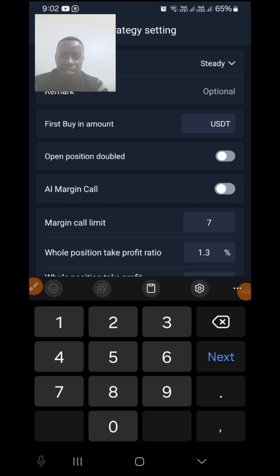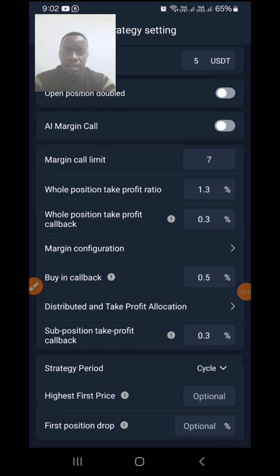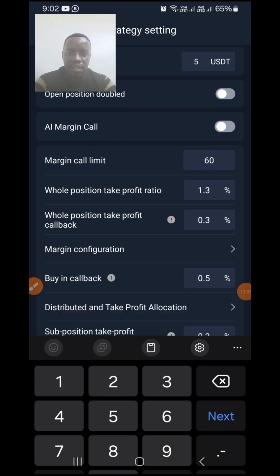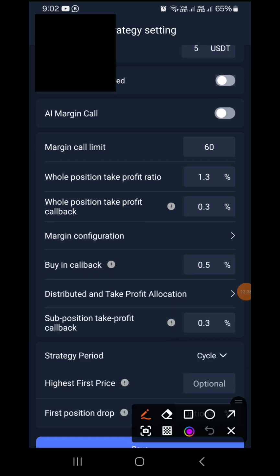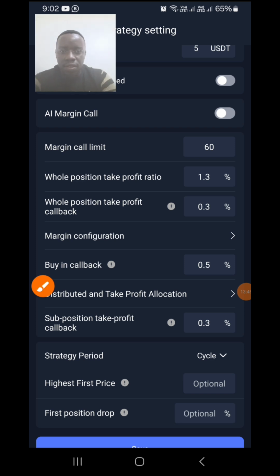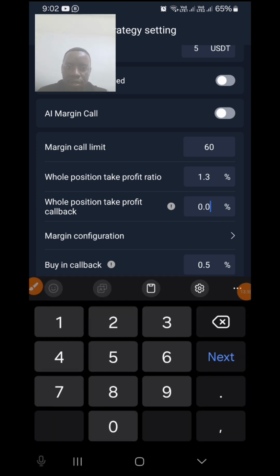Let's maintain 5 as our first buying amount. Then we already calculated that we have 60 margin calls. This one, you put what you want. For whole position take profit, we use 3, but in the signal, if they give you 1.3, use that one. If they give you 3, use that one. This one, always keep it 0.01.